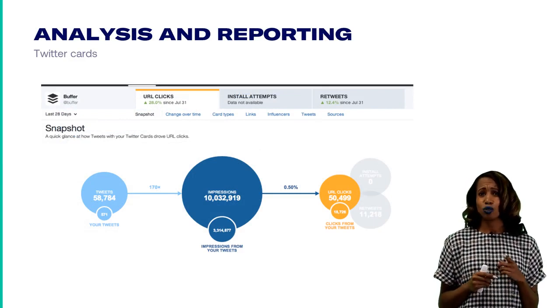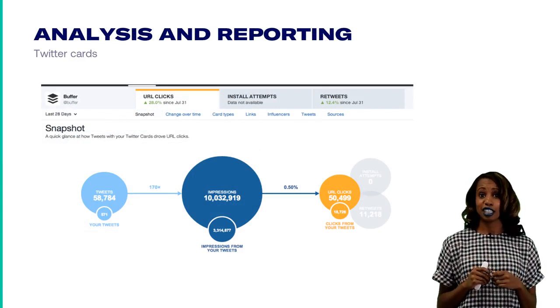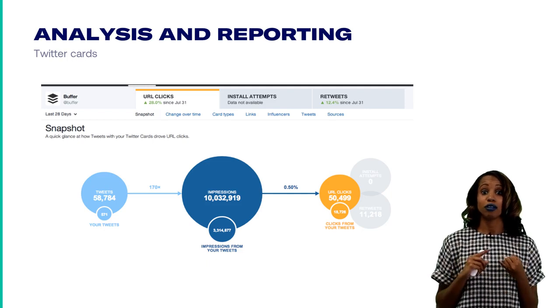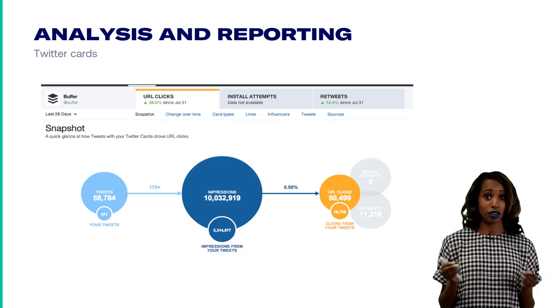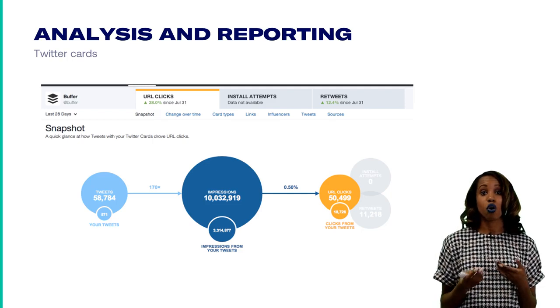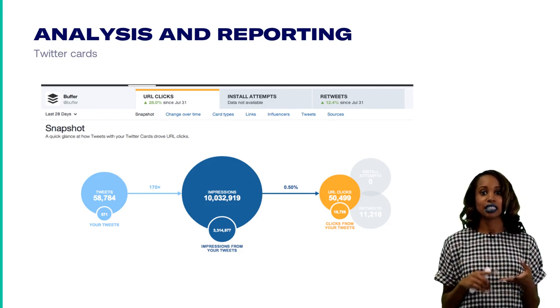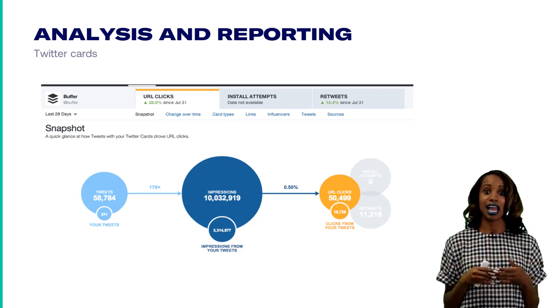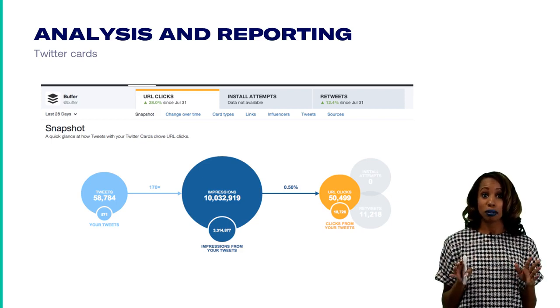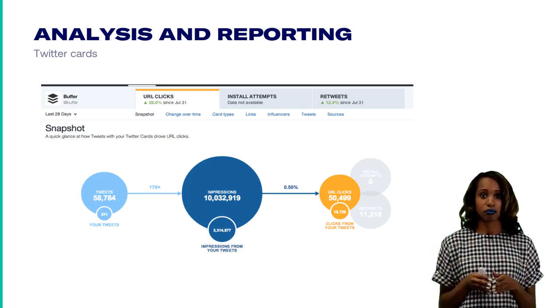Snapshot provides a holistic view of how your content is performing on Twitter, showing the number of tweets containing a link to your website or app. Tweets is the overall data, the larger circles, for tweets, impressions, clicks, app install attempts, and retweets, and includes all tweets containing a link to your website posted by anyone on Twitter.